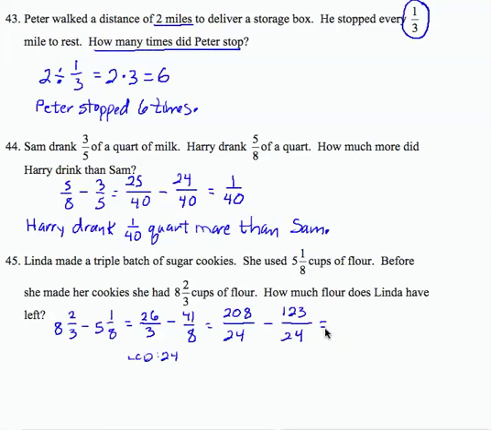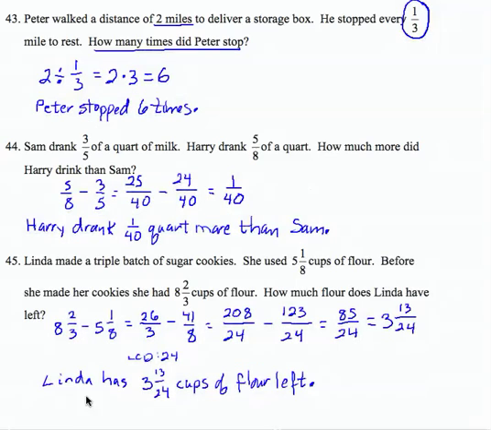If I subtract the numerators now and place the result over the common denominator, I get 85 over 24. If I want to make that into a mixed number, 24 goes into 85 3 times with 13 left over and the denominator of 24. Therefore, we can say that Linda has 3 13/24 cups of flour left.